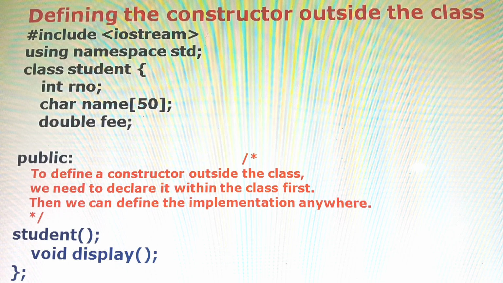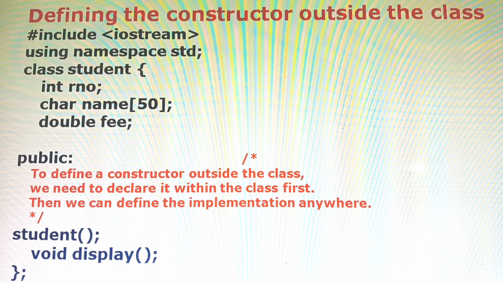Here, see one difference: for student there is no void, for display void is there. Why are we not giving void in the student constructor? Because a constructor does not require any return type. For a normal function we have to use the return type void. Then the class is terminated with a semicolon.